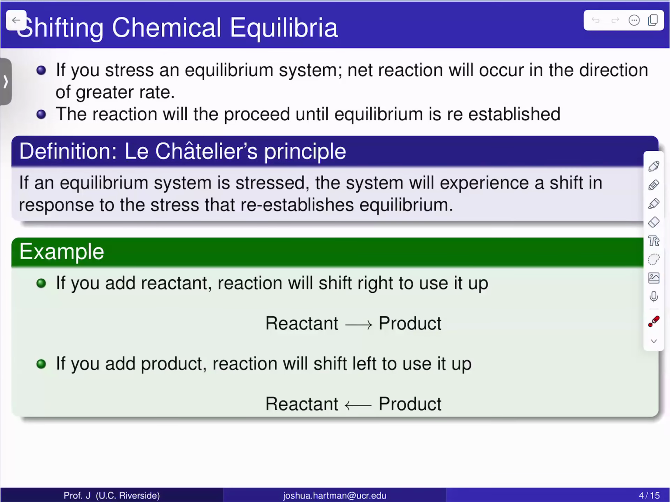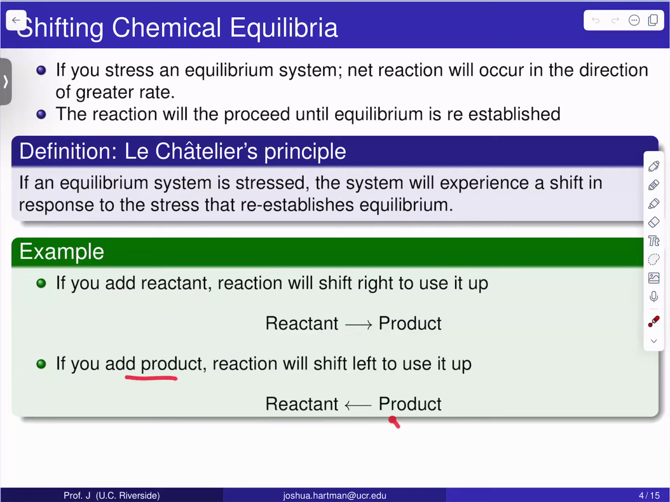So I think one of the most straightforward examples would be if you were to, for example, add reactant. So if you have a reversible reaction here, reactants interconverting with products, if you add more reactant, then this concentration is going to go very high. The rate of the forward reaction is going to increase, and the reaction will shift to the right, creating more product until we use up that excess reactant. And this will continue to occur, the reaction will shift to the right until equilibrium is reestablished.